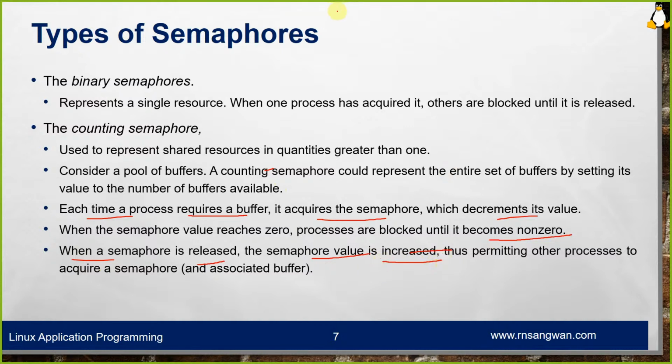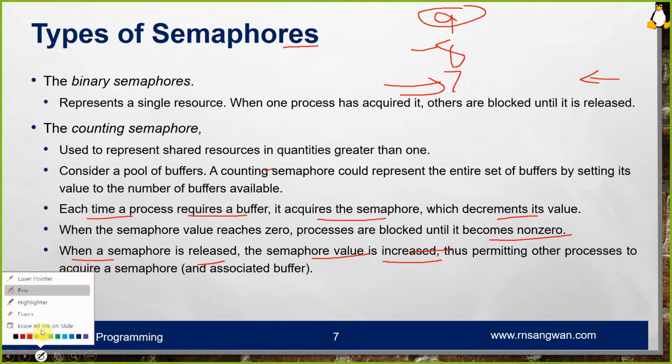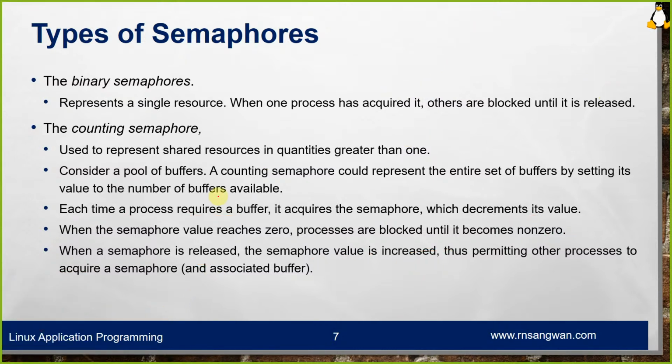Obviously, I was talking about 9, 8, 7, 6. Now at this point one of the old processes released the semaphore, so we have again 8 available. One more process released. Now we have 9. Now one process acquired. We have 8. So the value will keep on increasing and decreasing depending on how the processes are acquiring and releasing it. When the semaphore is released, the semaphore value is increased, therefore permitting other processes to acquire a semaphore and associated buffer.